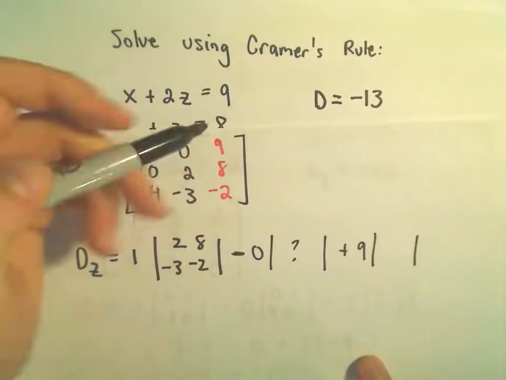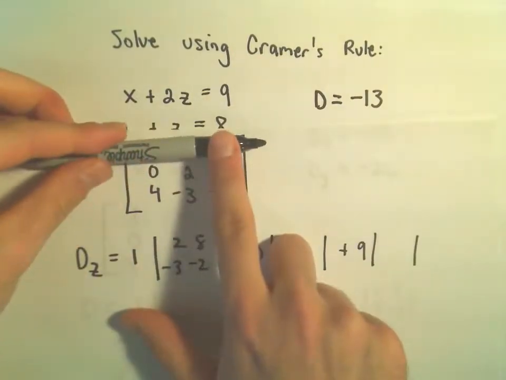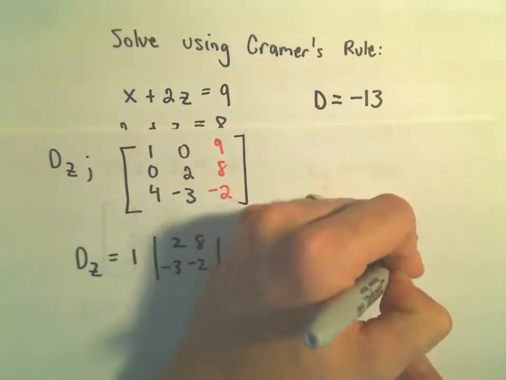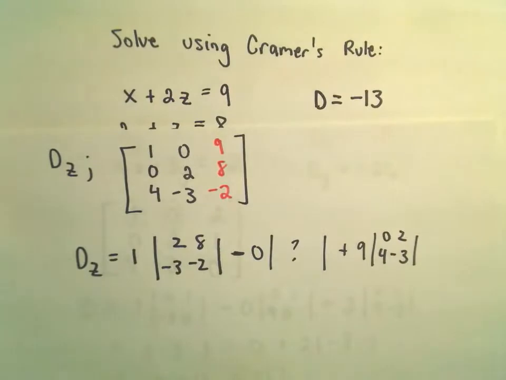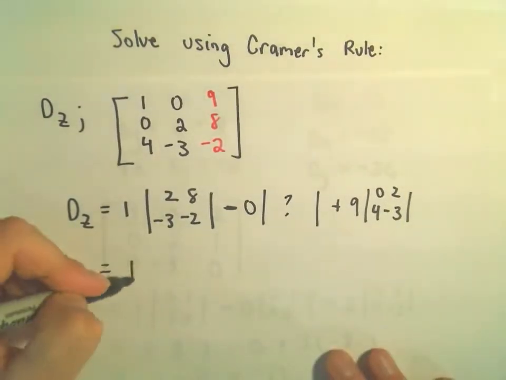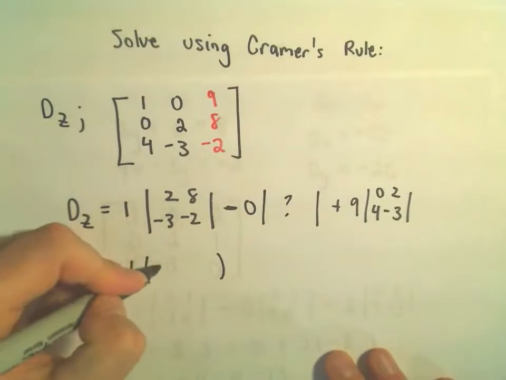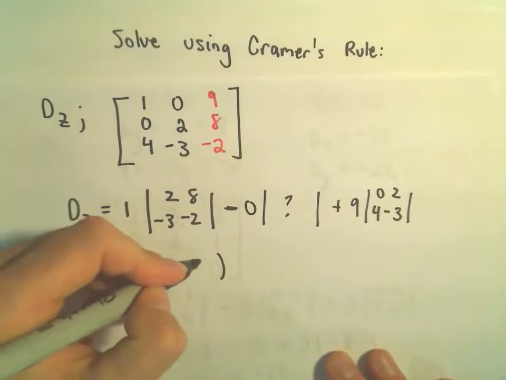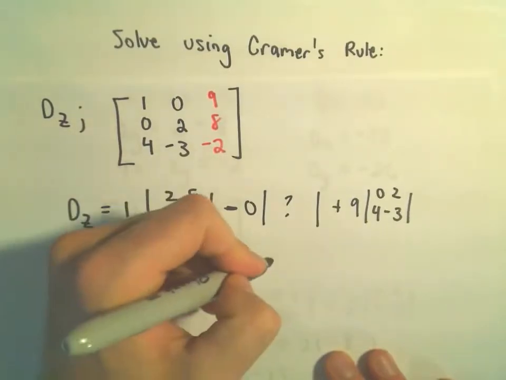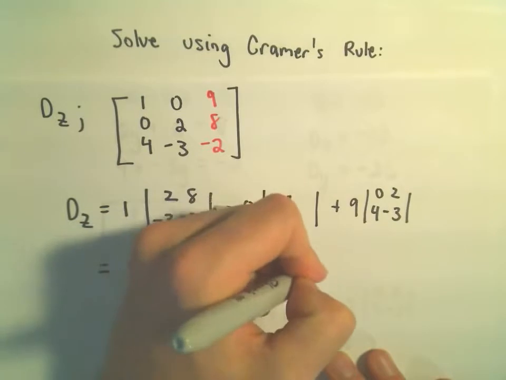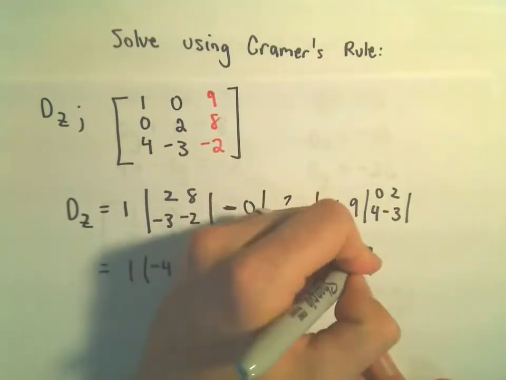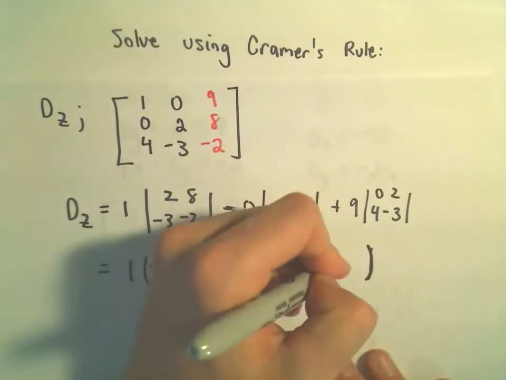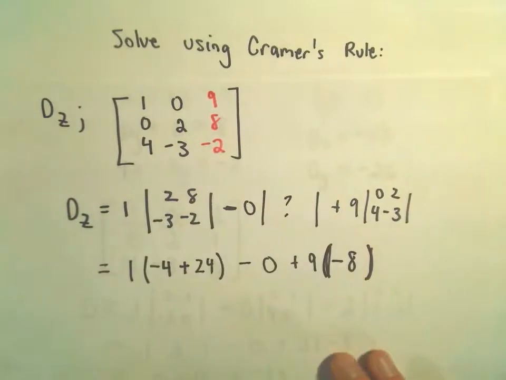Plus 9, and then if we cover up the last row and the last column, it looks like we've got 0, 2, 4, and negative 3 left. So now we have to compute this last value, so we're having fun here. 2 times negative 2 is negative 4, minus negative 3 times 8, which would be negative 24, so we'll get a plus 24. Our middle term is going to be 0. And then we'll have 9 times, okay, whoops. 0 times 3 would be 0, minus 4 times 2, which would be 8.